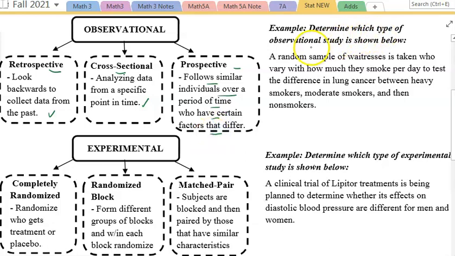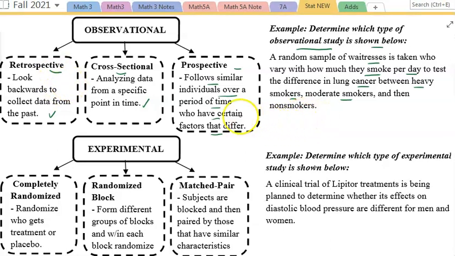Example, determine which type of observational study is shown below. A random sample of waitresses is taken who vary with how much they smoke per day to test the difference in lung cancer between heavy smokers, moderate smokers, and non-smokers. So we're not going backwards, and we are not analyzing data from a specific point in time. Instead, we are following individuals over a period of time to see the difference between those. So this will be prospective.